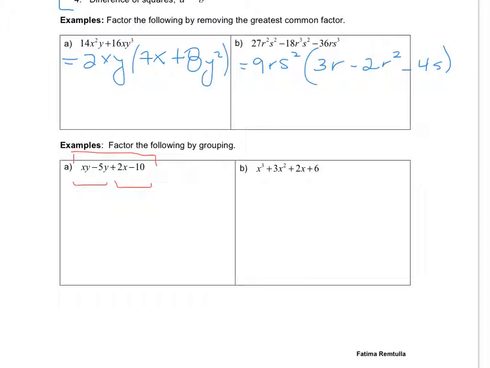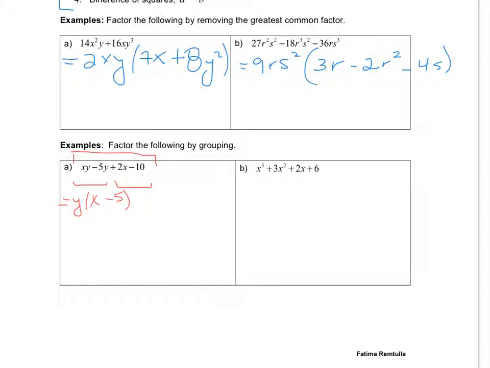So I'm going to take out a common factor of y. And when I take out a common factor of y, I want to say what's in brackets, and I want to put the remainder in there. So there's an x left and a minus 5. So I took out a common factor of y. That means there was an x minus 5 left.